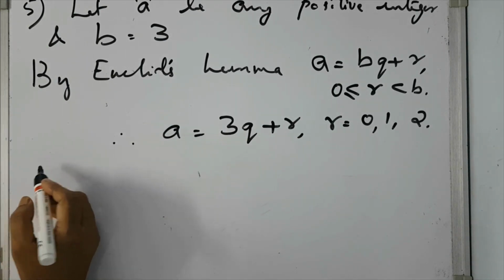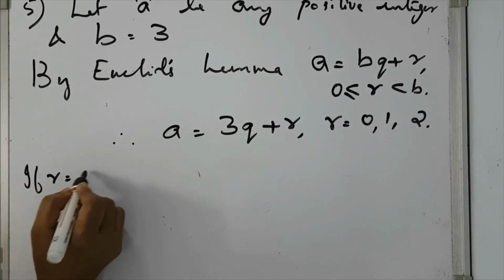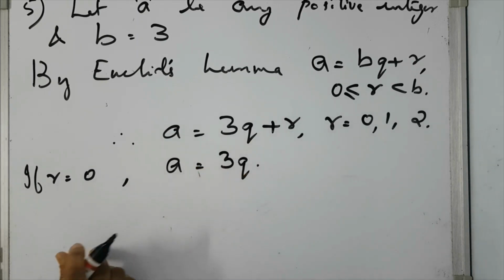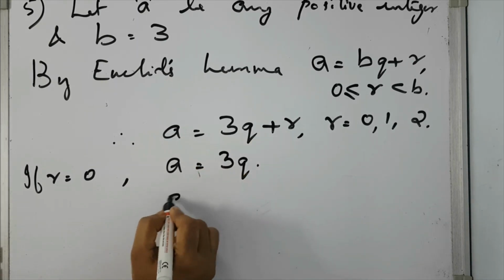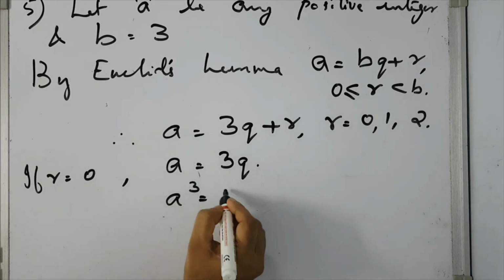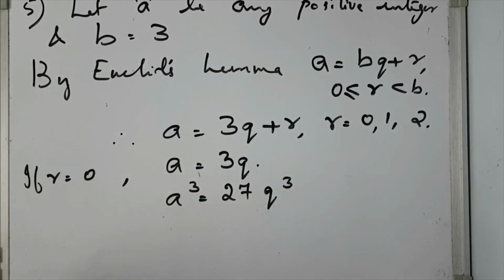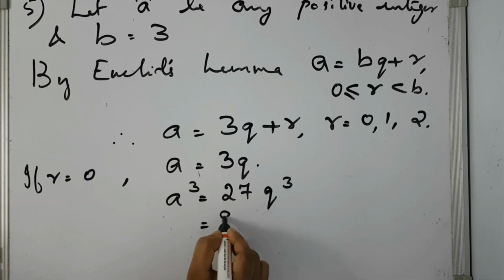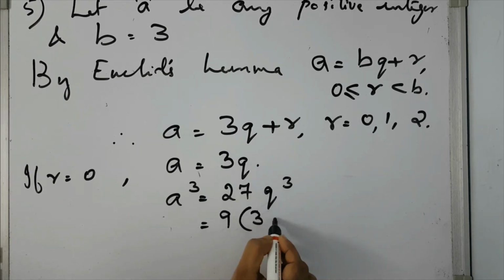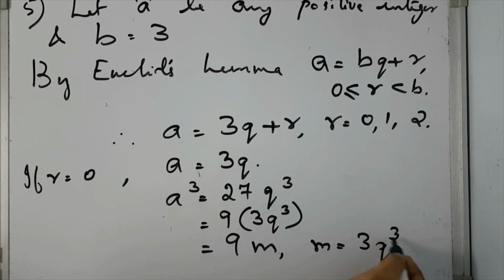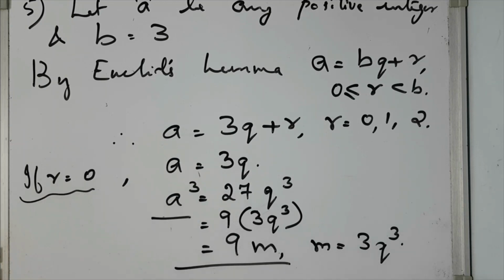So first one is, if r equal to 0, what will happen? a is equal to 3q plus 0, that is 3q. Now I am cubing it. a cube will be 3 cube, that is 27, q cube. I want to make it in the form of 9m. I can write it as 9 into 3q cube, which is equal to 9m, where m is equal to 3q cube. So we got a cube as 9m when r equal to 0.